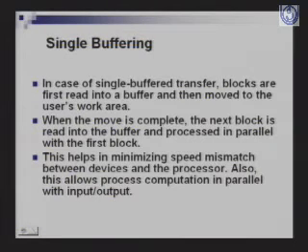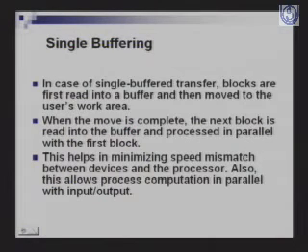So this helps in minimizing speed mismatch between the devices and the processor. Whatever the processor requires is being given already, and the buffer is being filled up with a new block. And when the first block is completed, once again the second block is given to the CPU, and once again the buffer is filled with a third block. In this way, it can minimize the speed mismatch between the devices and the processor.